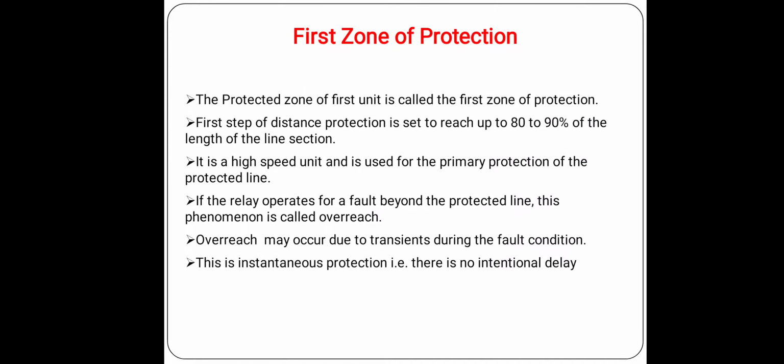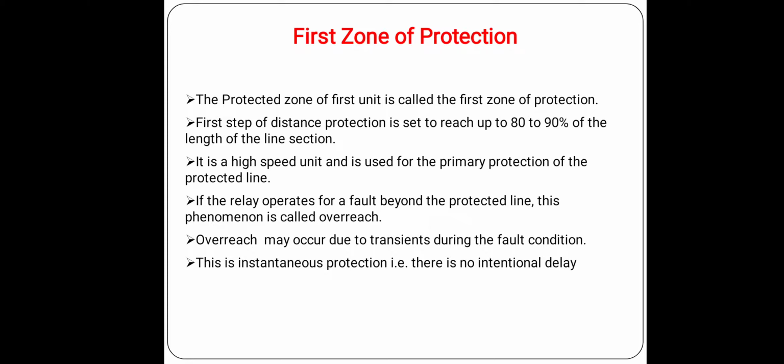It is normal practice to adjust the first unit to protect only up to 80% to 90% of the protected line. The protected zone of the first unit is called the first zone of protection. That means under the first zone we will cover 80% to 90% of the protected line. It is basically a high speed unit and is used for the primary protection of the protected line. Its operation is instantaneous, meaning we cannot provide any intentional delay, and its time of operation is approximately 1 to 2 cycles.